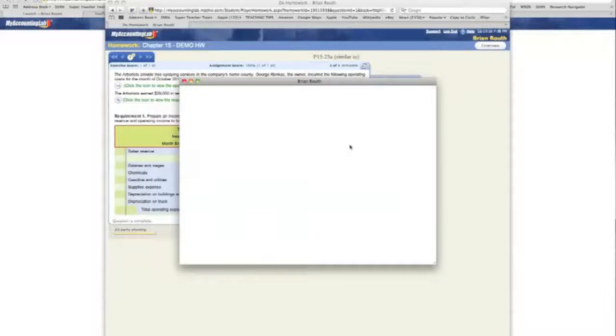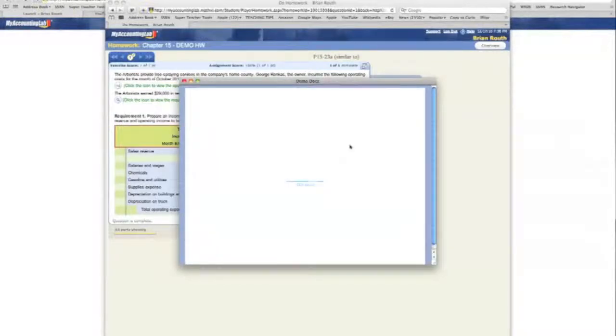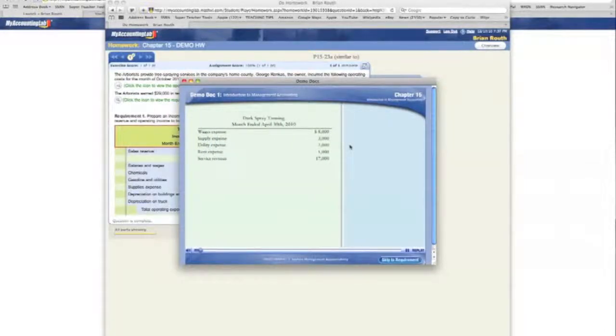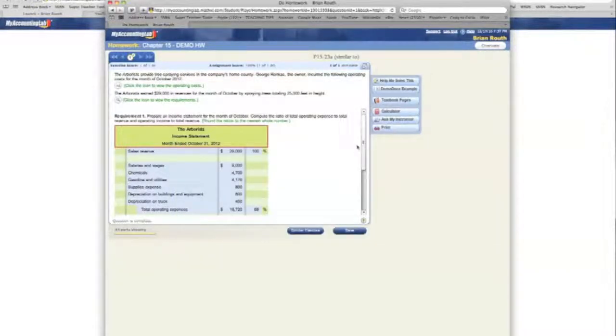Demo docs is typically a video recording. So we'll let it load here. Give it a second to load. Dark Spray Tanning has hired you as their new management accountant. Data for the month ended April 30th, 2010 is shown here. Requirement 1. Your new boss has heard of the term. So you can get help that way as well.